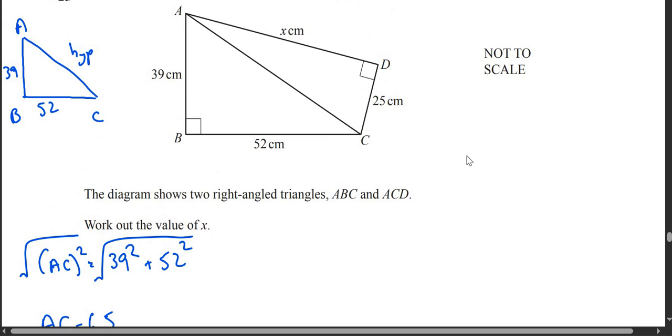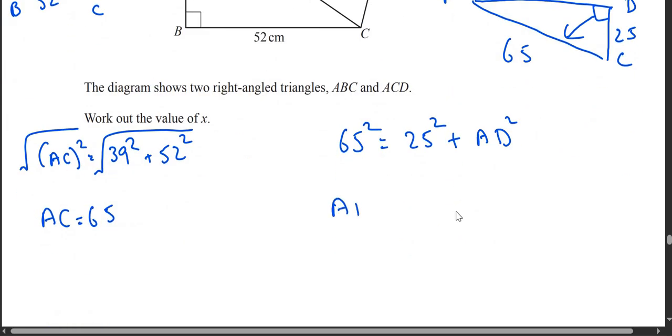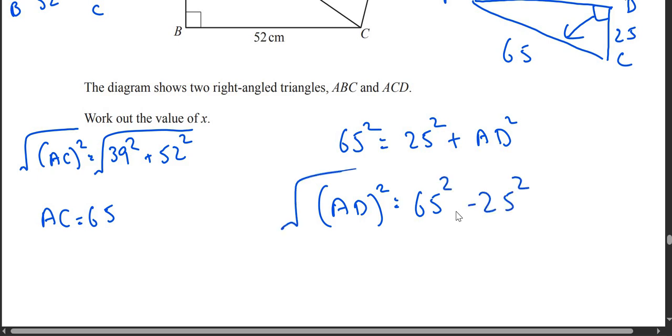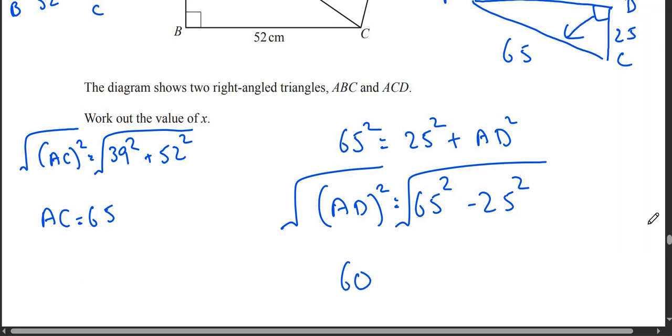Now, since we have AC, this is the other triangle. Look, ADC. AC is already 65, DC is 25. Now we have the hypotenuse, which means 65 squared is equal to 25 squared plus AD squared or x squared. So AD whole squared is equal to 65 squared minus 25 squared, and then we will under root both the sides. So let's do that, under root 65 squared minus 25 squared. So you get 60. So the value is 60.